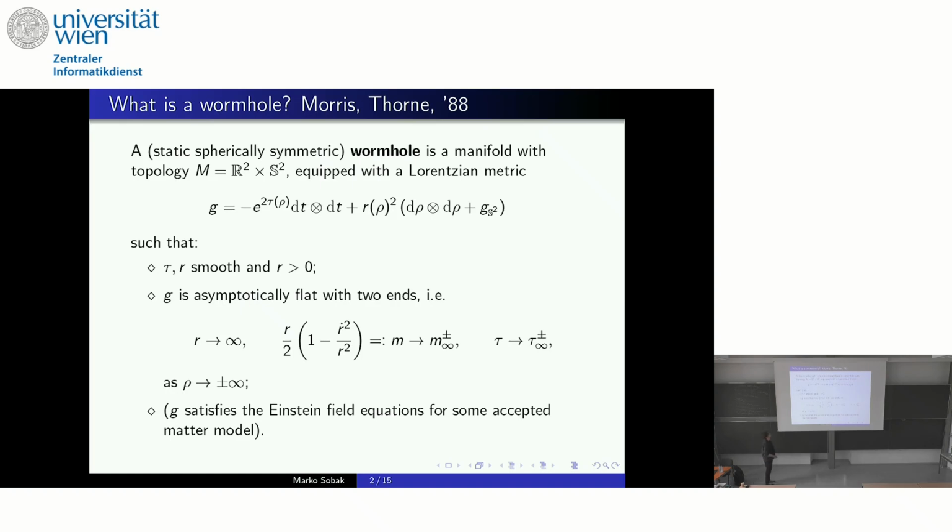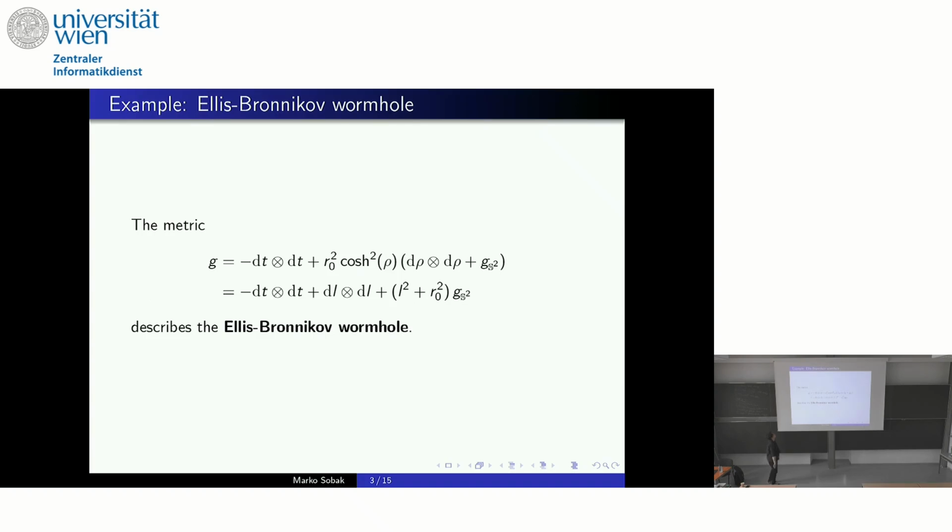But first, I want to give you a simple example of a wormhole, possibly the simplest example, which is called the Ellis-Bronnikov wormhole, where the metric is given as shown here. And I should mention that throughout the whole talk, the topology of the manifold will always be R2 times S2, so I will only talk about the metric, right? As you can see here, this second line is the way that the metric of the Ellis-Bronnikov wormhole is usually written down. But here I also write it in the coordinate system that I use, just so you have it for comparison.